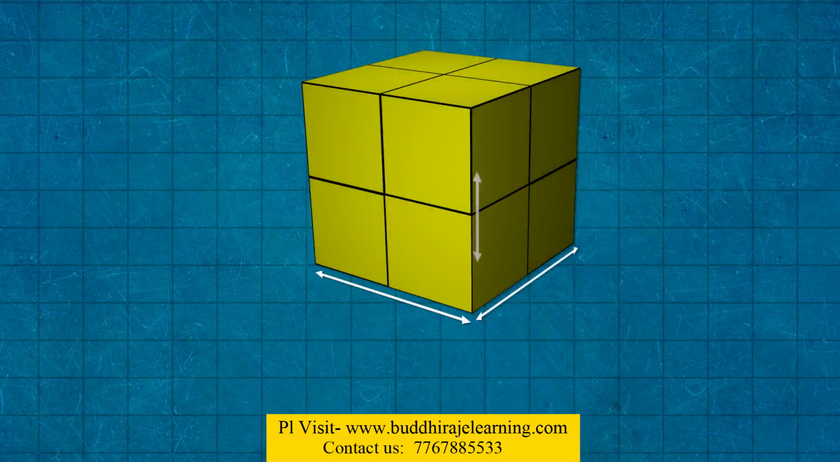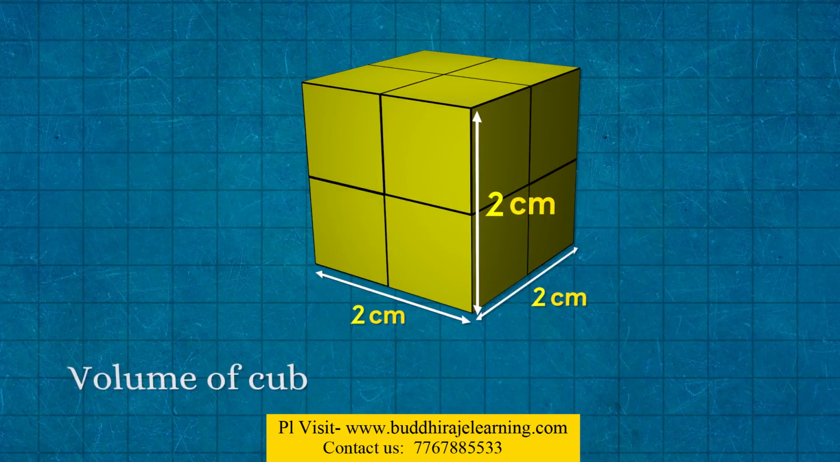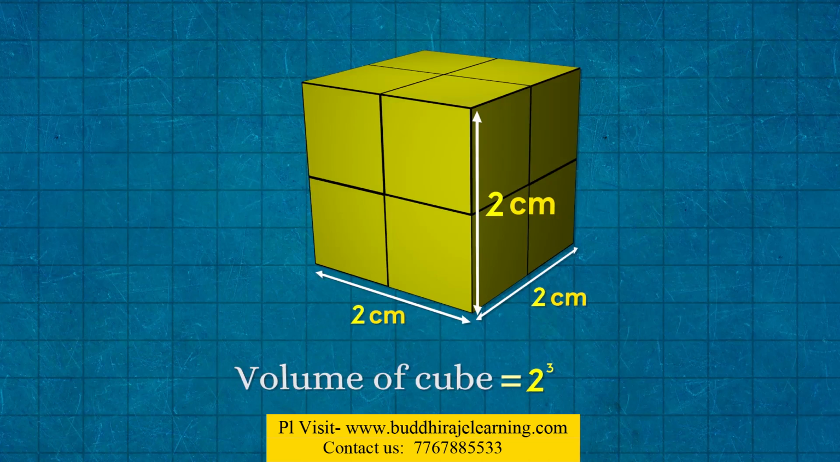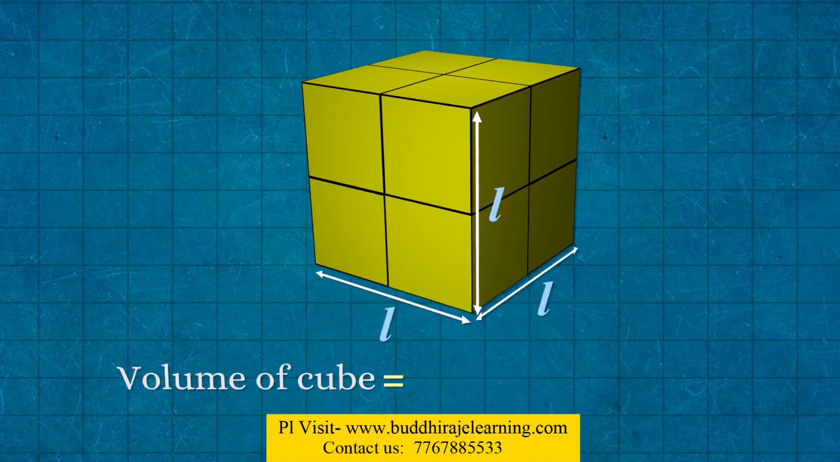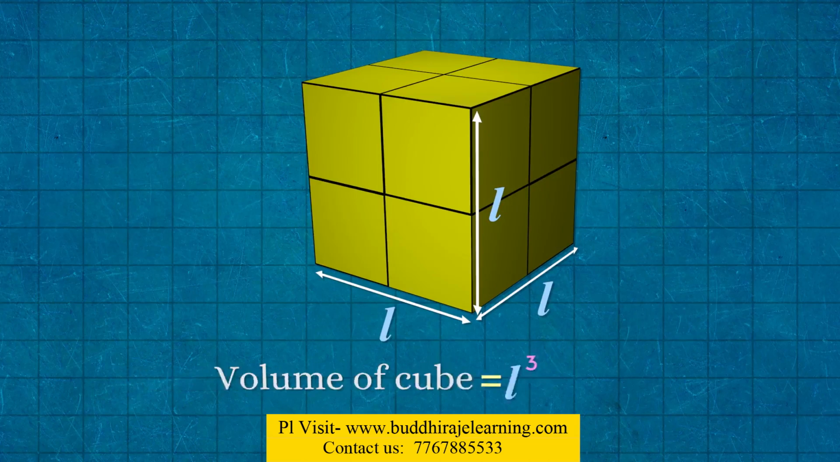Students, see in the adjoining figure, there are 8 cubes, each of volume 1 cubic centimeter. We get a cube of side 2 centimeters. Note that the volume of this cube is equal to 2 into 2 into 2, which is equal to 2 raised to 3. From this, if the side of a cube is L, then the volume of the cube is equal to L into L into L, which is equal to L cube.